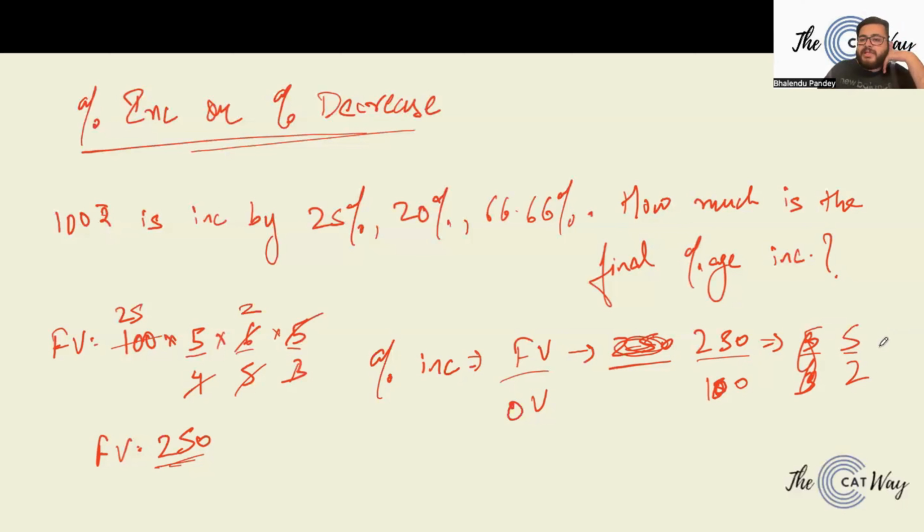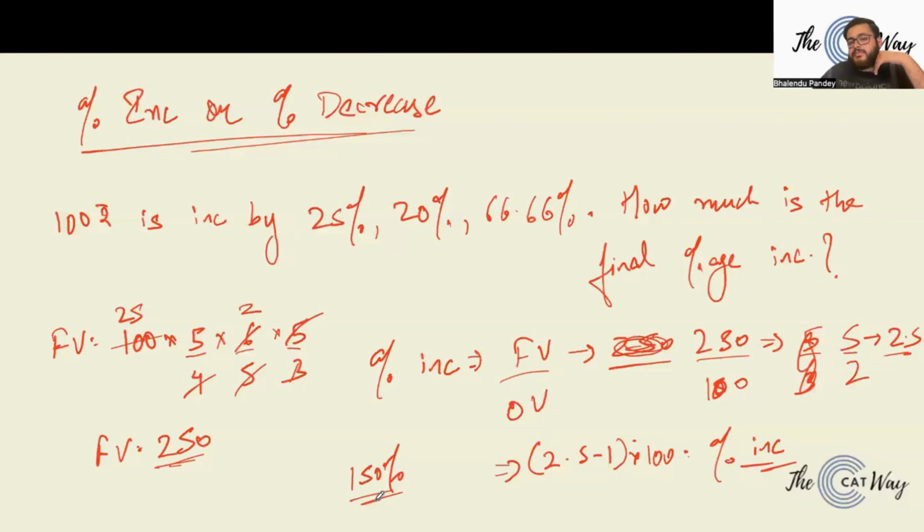Now 5 by 2 simply means what? 5 by 2 simply means a value of 2.5. Right? Now this 2.5 will give you what? 2.5 minus 1 multiplied by 100 gives you percentage increase. Right? So 2.5 minus 1 is going to be what? 1.5. 1.5 into 100 will give you the value of 150%. Right? And this is another form of multiplying factor. This is just another form for the multiplying factor.